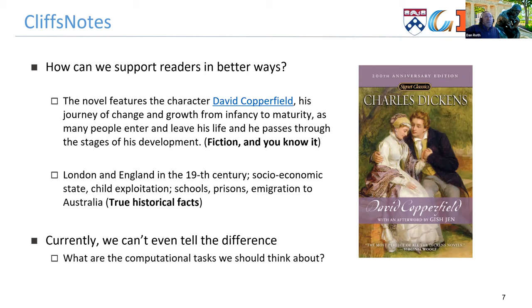This is all fiction, and you know it. As a reader, it's very easy to understand this. At the same time, these events are happening in London, in England, in the 19th century. And the background provides a lot of information about the socioeconomic state in England in the 19th century, about child exploitation, school, prisons, the emigration to Australia. These are true historical facts. And as human readers, we have very little difficulty understanding what has happened, distinguishing fact from fiction, and really understanding what is happening here. So we are far from being able to even formulate well the computational tasks that we should think about.